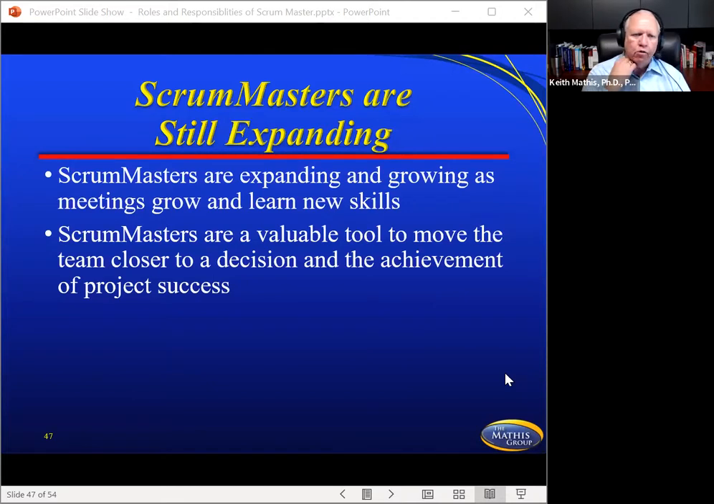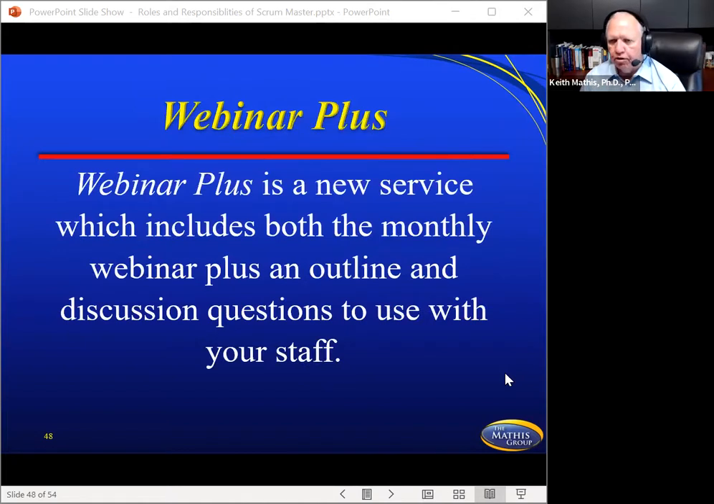They're expanding, they're growing, meetings grow, you're learning new skills. And once again, the flavor of the Scrum Master, the Agile, the Scrum roles that are out here are still evolving because, once again, it's relatively new. Scrum Masters are valuable to an organization, they're valuable to a team, but we can't be heavy-handed. And that's probably one of the biggest things that we have to look at.